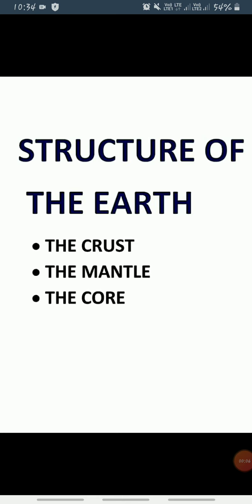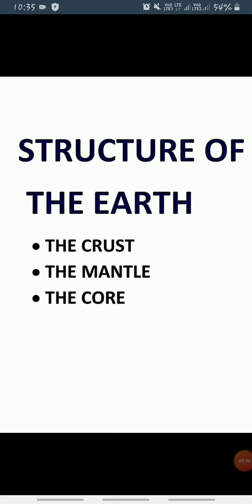Children, as we know, chapter 3, Interior of the Earth, is going on, and in this chapter we already discussed the sources of information, like direct and indirect sources. Apart from this, we already discussed the earthquake. And today, we will discuss the structure of the earth and volcanoes.